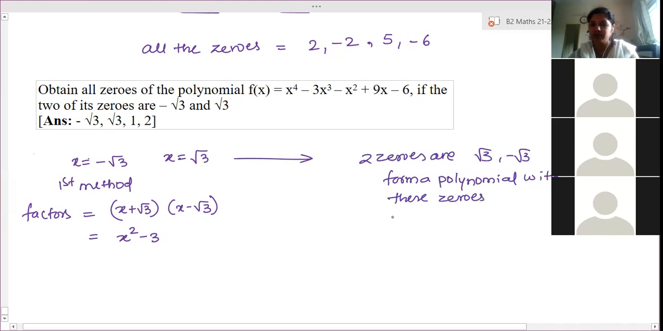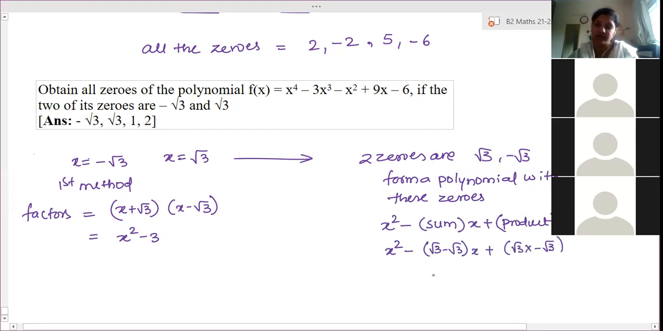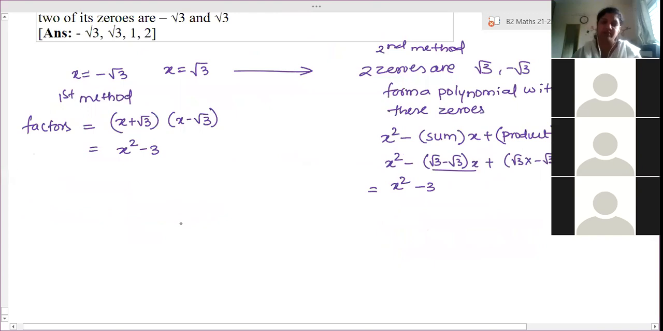So the new polynomial is x square minus sum of zeros into x plus product of zeros. What is the sum of these two? x square minus (root 3 minus root 3) into x plus root 3 into minus root 3. This is the second method. The sum is 0, so that term is gone, 0 into x is 0. And root 3 into minus root 3 is minus 3. So you have the polynomial x square minus 3. Divide the given polynomial by x square minus 3.